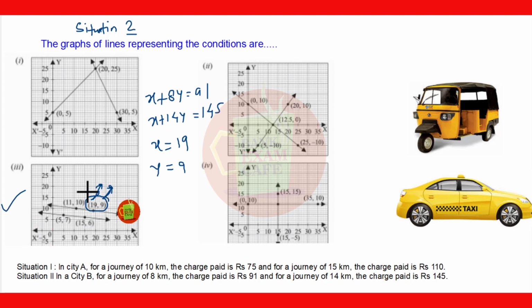And if you do not get this directly, then you will have to take the coordinates and then satisfy the equations. You will have to take x as 20, y as 25, and then check whether it is satisfied by this or not. Then you will have to take 12.5 and 0, and check whether it is satisfied or not, and so on. But here you get directly that the x coordinate is 19 and the y coordinate is 9, and therefore the third option is the correct option.